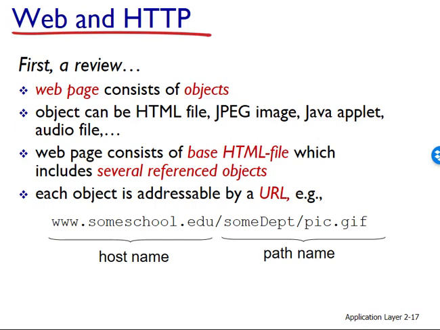HTTP defines how web clients request web pages from web servers and how servers transfer web pages to those clients. When a user requests a web page by either typing in the URL or clicking on a hyperlink, the browser sends HTTP request messages for the objects in the page to the server. The server receives the request and responds with HTTP response messages that contain the objects.